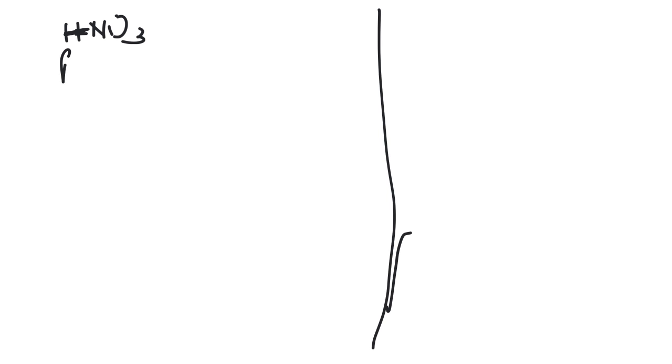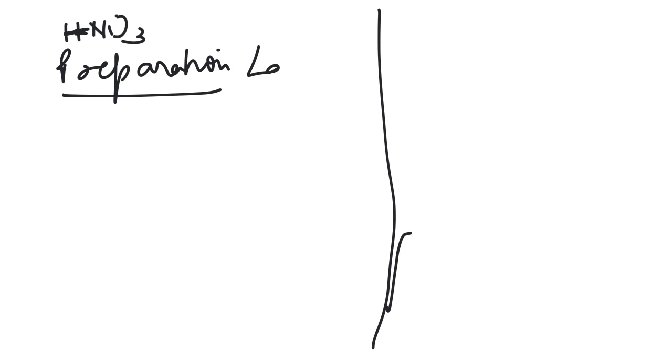So let us continue the compounds of nitrogen. We have studied the structures of the oxides of nitrogen. Now the next compound is HNO3. First, the preparation, the lab preparation.